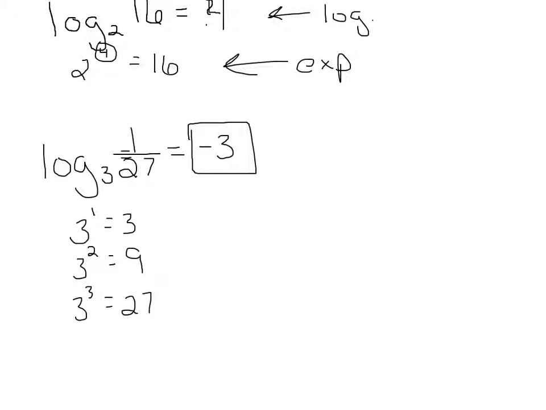And remember why that is true. So let's write the exponential statement. The exponential statement would be 3 to the -3 equals 1 over 27.